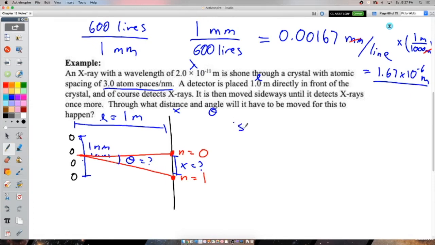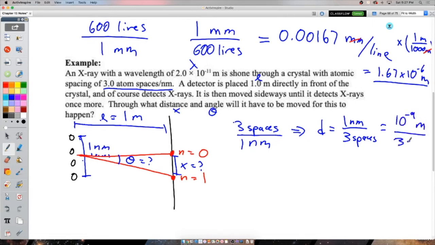If we have 3 spaces per nanometer, 3 spaces is 1 nanometer, then D is 1 nanometer per 3 spaces. I'm just going to go ahead and do the conversion now. That means it's 10 to the minus 9 meters per 3 spaces. And so D equals 0.333 times 10 to the negative 9 meters. That's how many meters there are per space. Well, that makes sense. If these 3 Ds add up to 1, then each one must be a third of 1, or 0.333. All right, now we've got D.